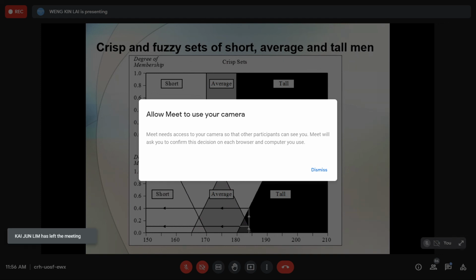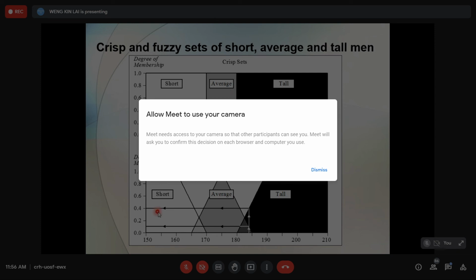Right? So in the case of the crisp set, I would say that this is actually an arbitrary set. We just set 170. Anything below that is considered short. Anything between 170 and 180 is considered average, and anything above 180 is considered tall. This is a crisp set. So if your value is here, I'm only short, with 1.0 membership. Same goes for average and tall.